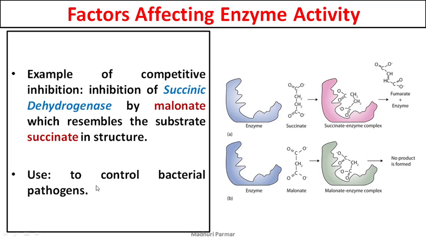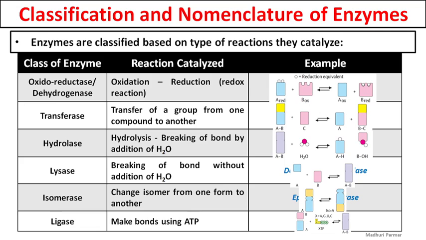The use is to control some bacterial pathogens. To control some bacterial pathogens, such kinds of inhibitors are given as drugs, and so the bacterial enzymes will not be able to function properly and the bacteria will stop functioning at all. Okay, and this is how you can use it in day-to-day life. Now the final segment, which is classification and nomenclature of enzymes.